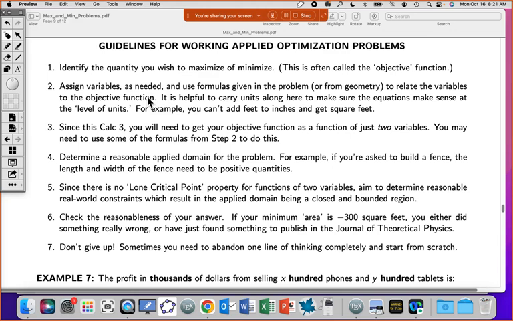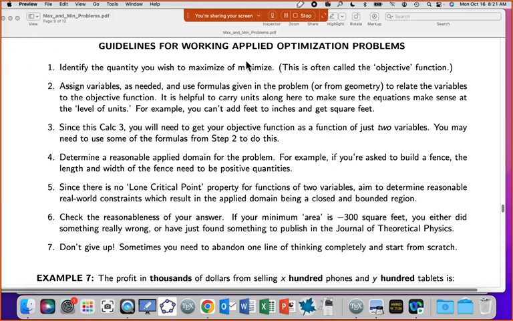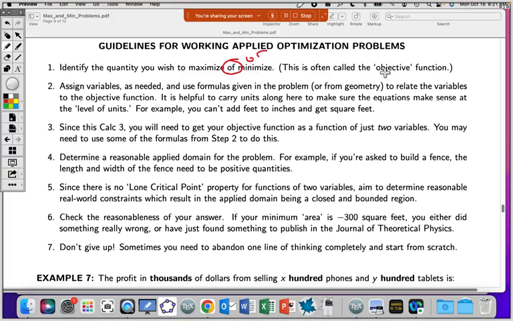So here are the guidelines for working applied optimization problems. Once again, there's no algorithm for these. It's like any word problem. You just got to get in there and first things first, identify what you're trying to maximize or minimize. And here's a typo here. That should be maximize or minimize. That's called the objective function. And then assign variables as needed and use formulas given in the problem from geometry that relate the variables of the objective function. All right? Units can be a big help if you're not sure if your equations make sense.